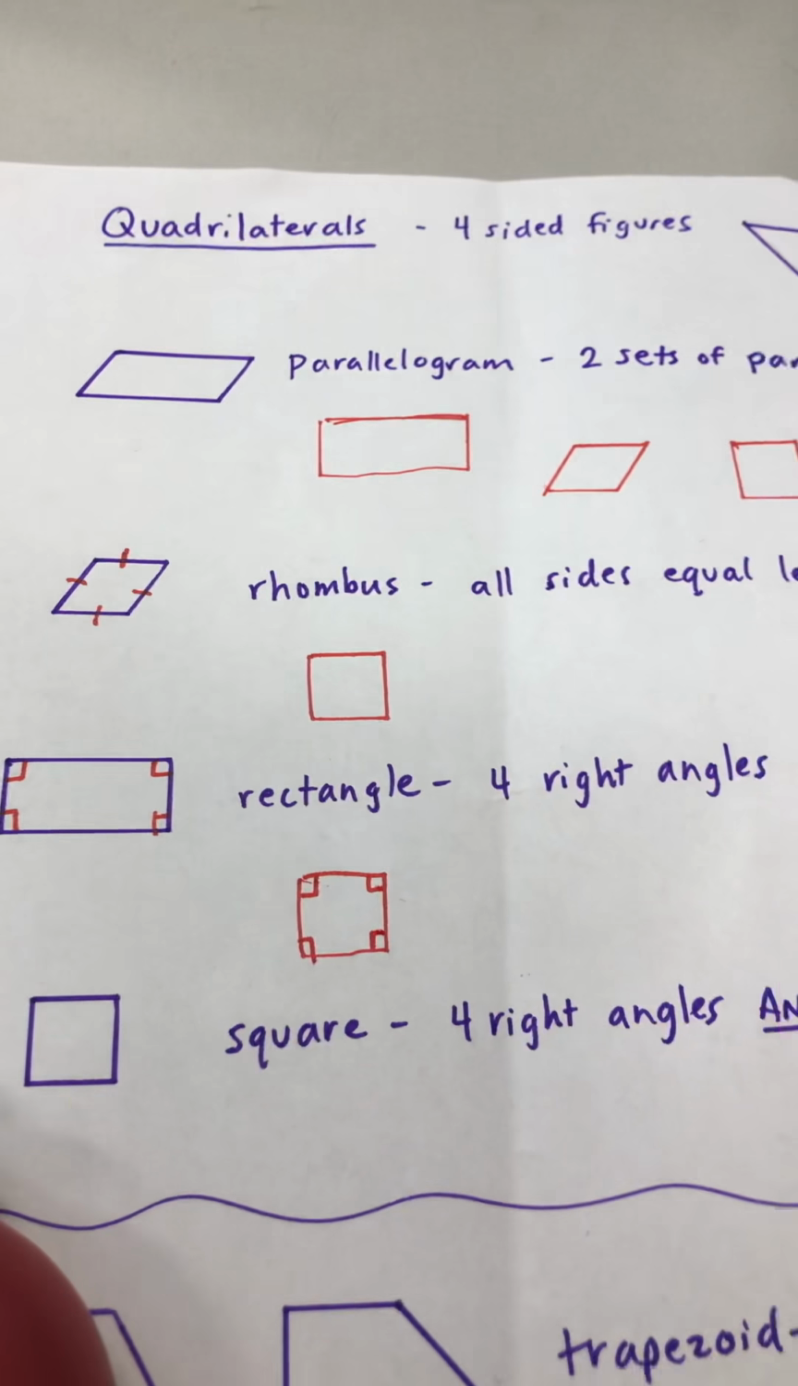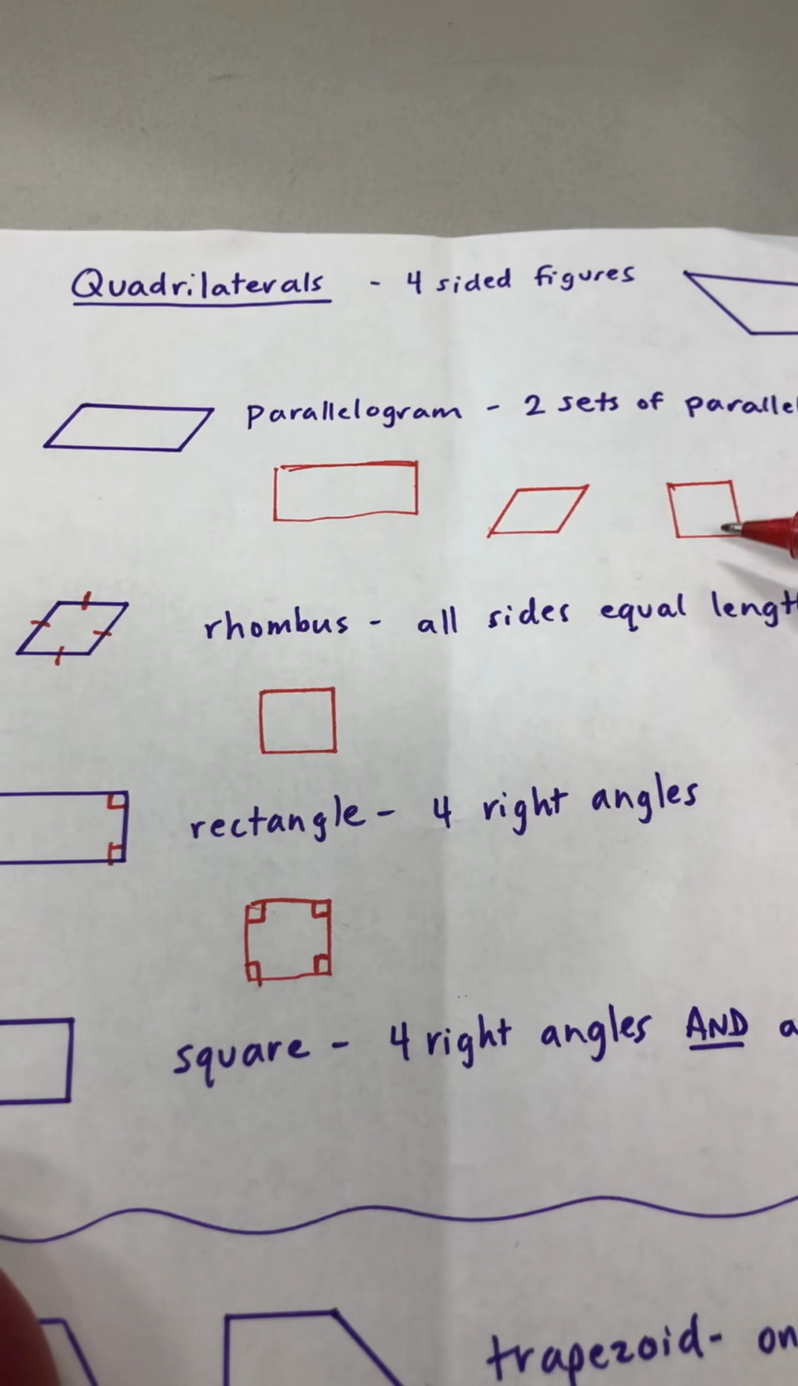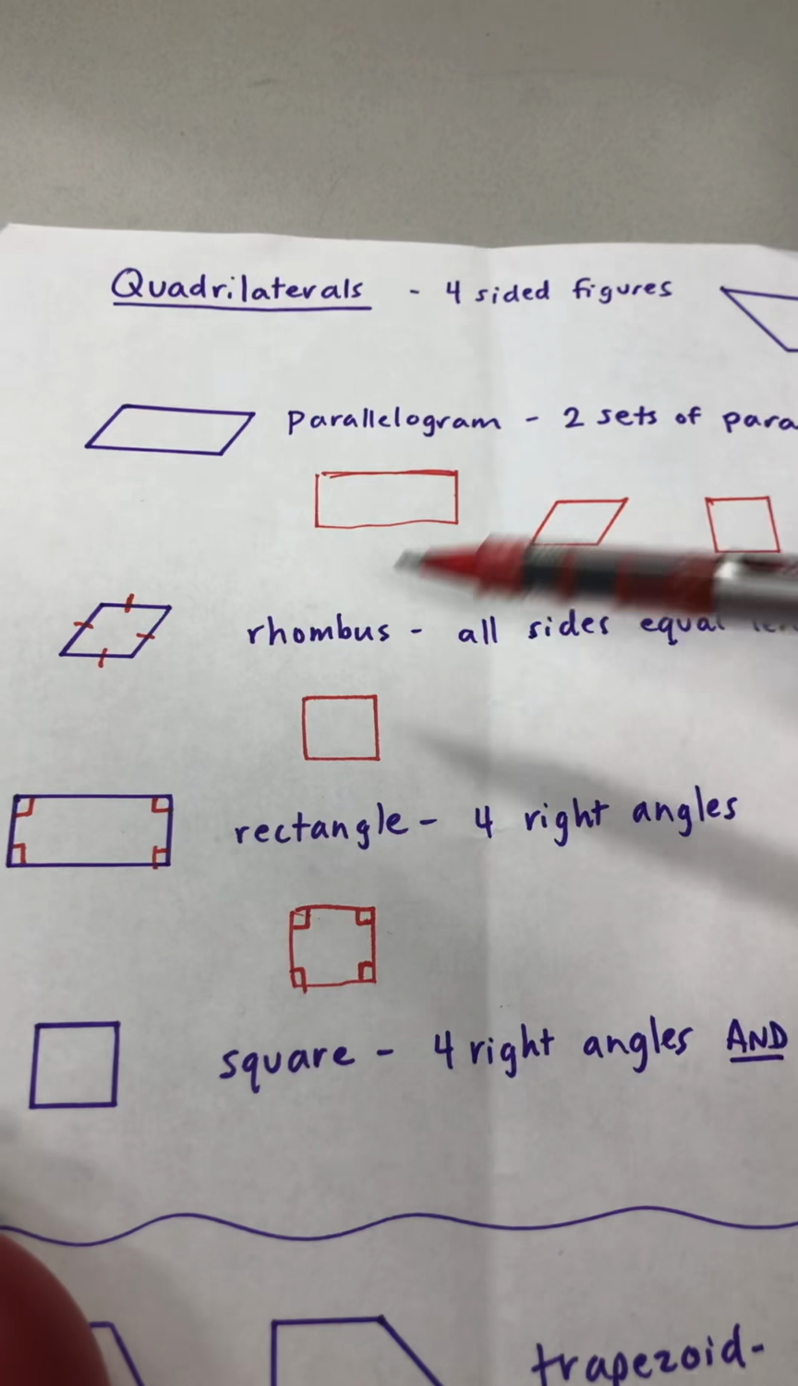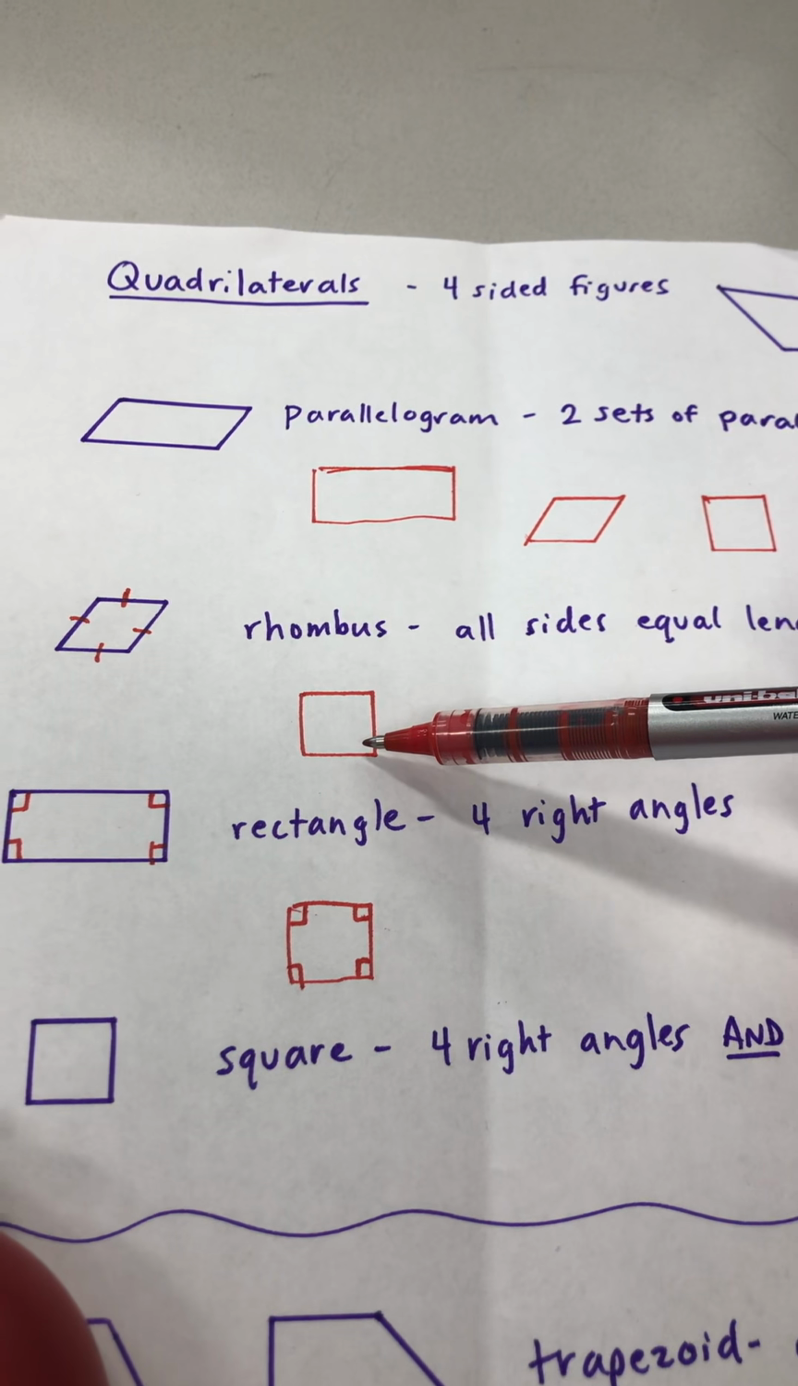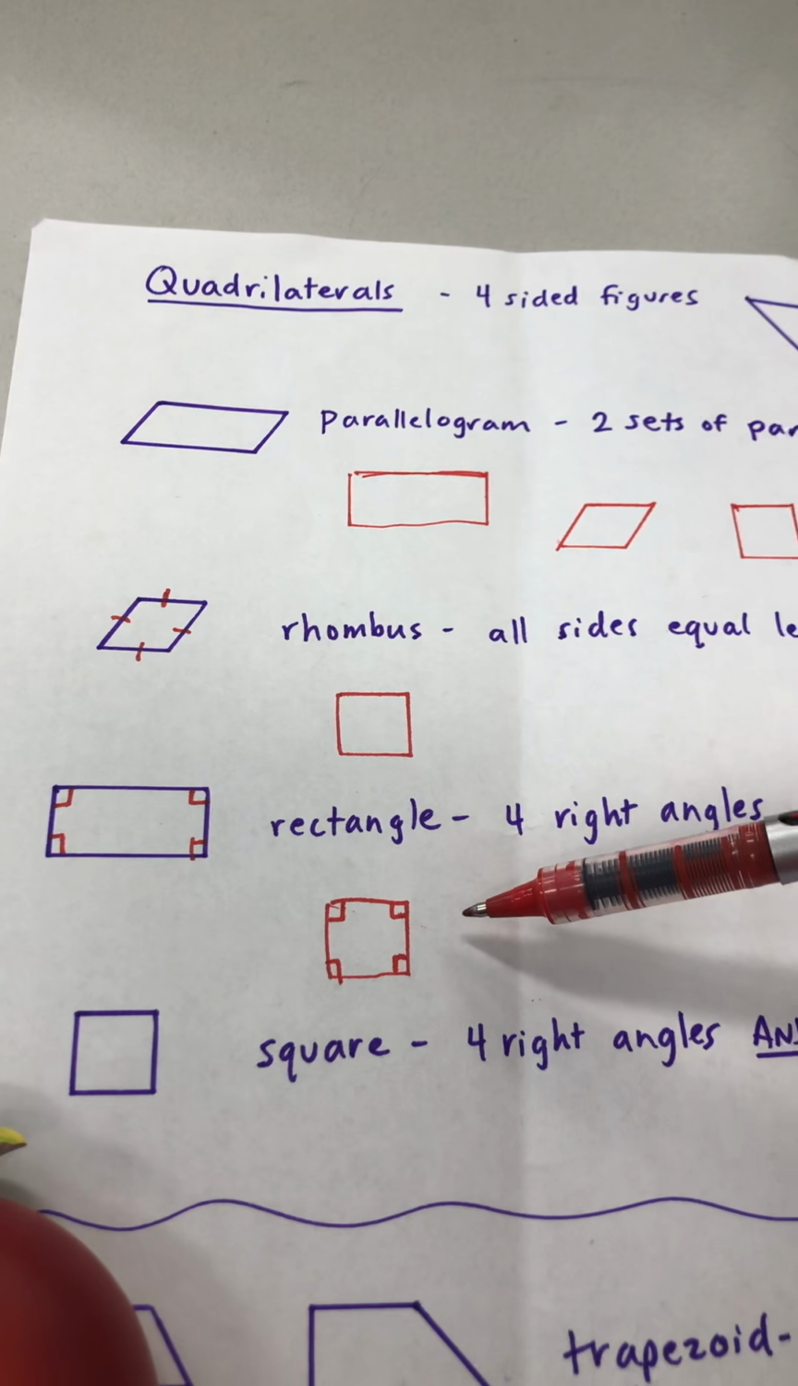So we start noticing the square seems showing up in all of these. The square is a parallelogram. It has 2 sets of parallel sides. The square is a rhombus. It has all sides equal in length. The square is also a rectangle. It has 4 right angles.